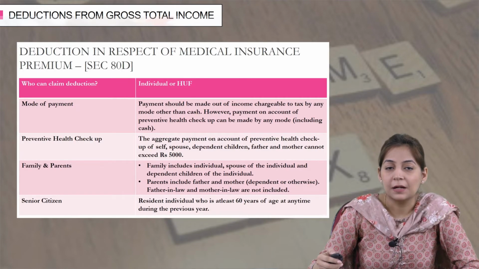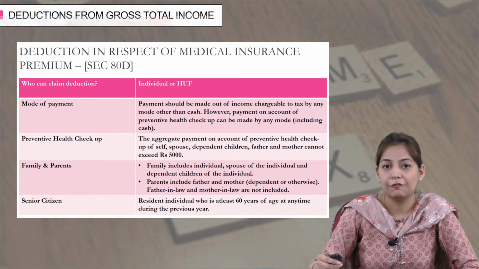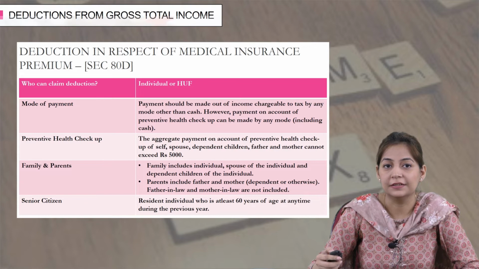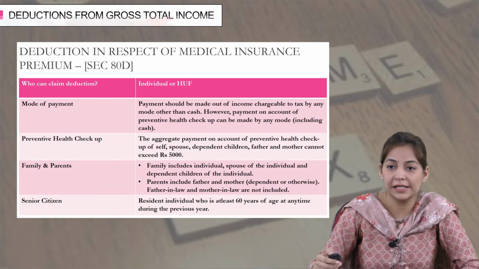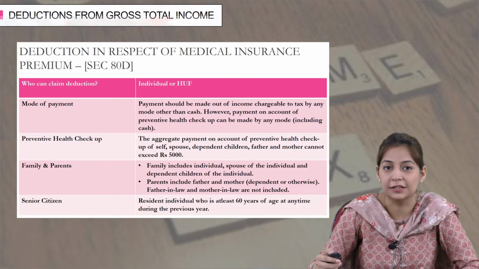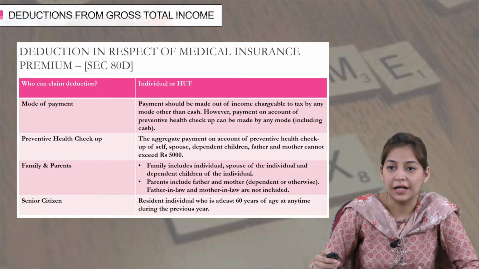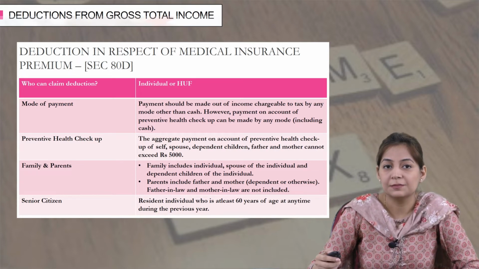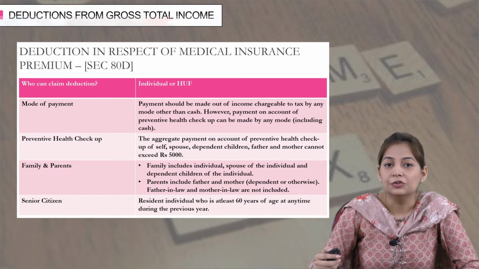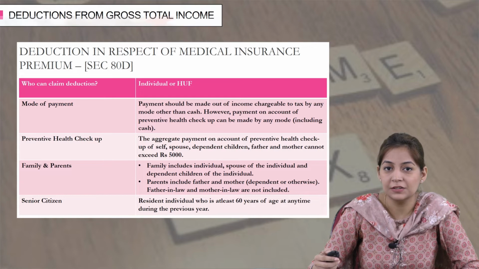Next, let us come to the deduction in respect of medical insurance premium, which is covered under section 80D. Here also the first point to remember is who can claim the deduction under section 80D. This deduction can be claimed by an individual or HUF. Next, to claim the deduction of this medical insurance premium, you have to see the mode of payment, in which form you are making the payment of this premium.